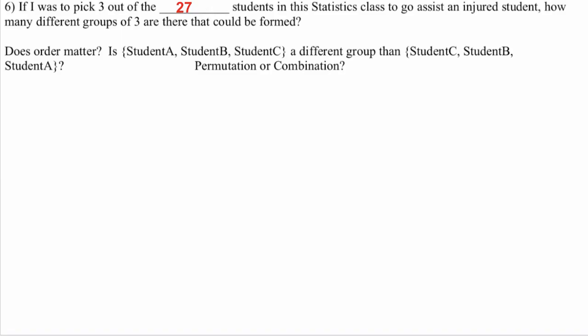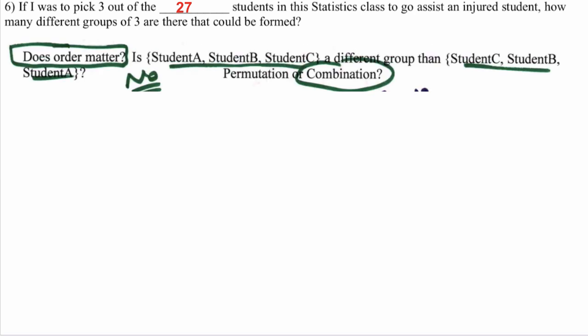All right, so let's say there's 27 students in this class. If I want to pick 3 of them to go help an injured student, how many different groups of 3 are there? Always ask yourself, is it a permutation, order matters, or a combination, order doesn't matter? So think, if I pick A, B, and C to go help the injured student, is that different than picking student C, B, A? No, it's the same. So order does not matter. I'm going to count these as the same thing. So that's a combination. Okay, so maybe pause the video. How would you set this up then?